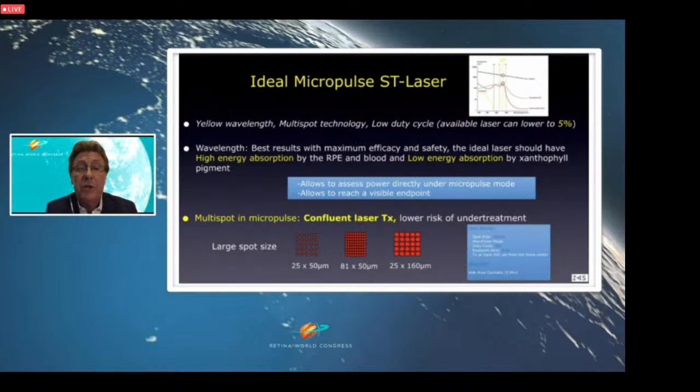This kind of technology allows us to assess power directly under micropulse mode and allows us to reach the visible point. Our current settings are 160 microns, micropulse mode, duty cycle 5%, exposure 0.2, and the treatment at least 500 microns from the center of the fovea. This is our largest spot we can give.